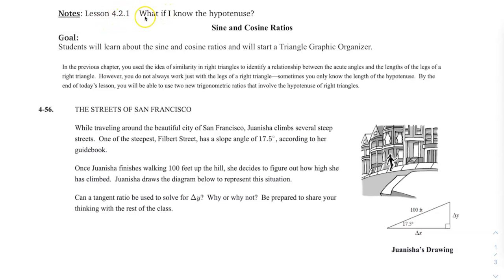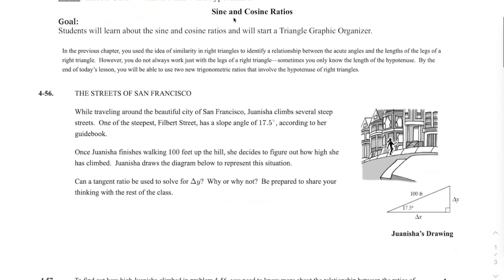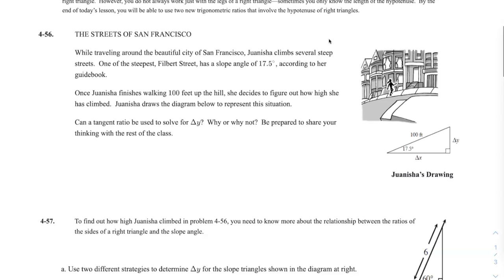Lesson 4.2.1. What if I know the hypotenuse? In this lesson, we're going to learn about the sine and cosine ratios. We'll start a triangle graphic organizer. So let's start with the first question here.